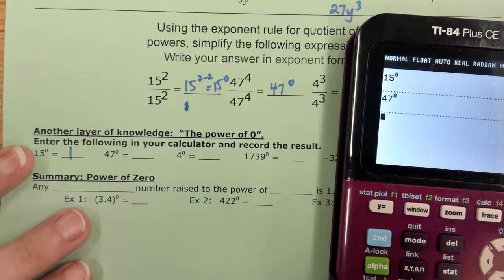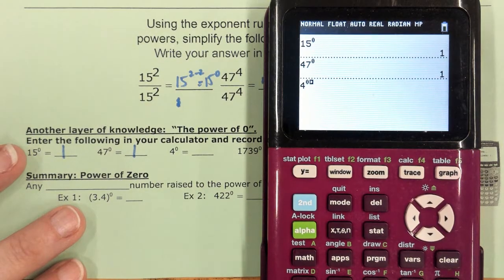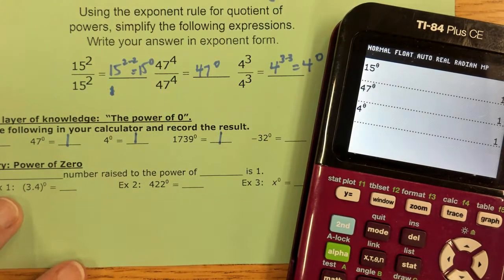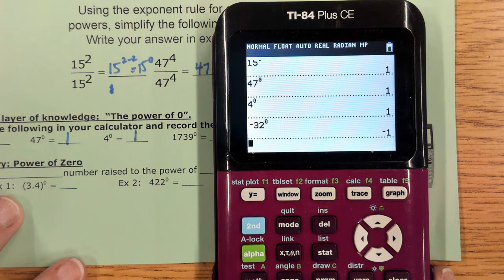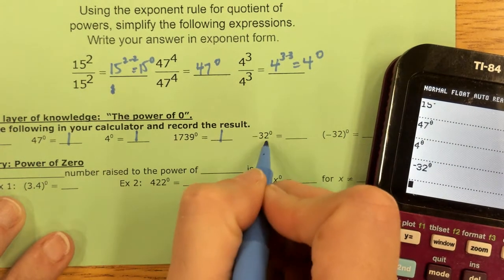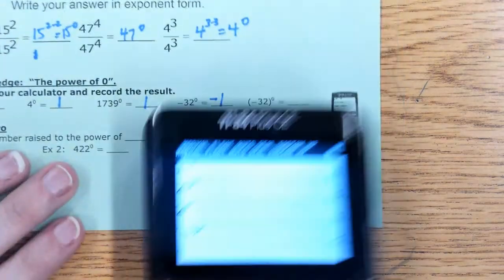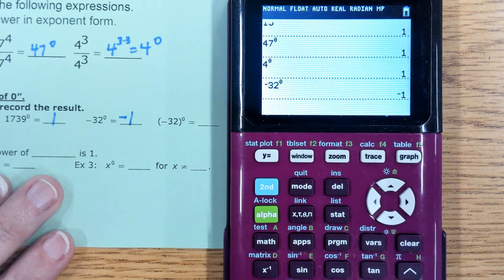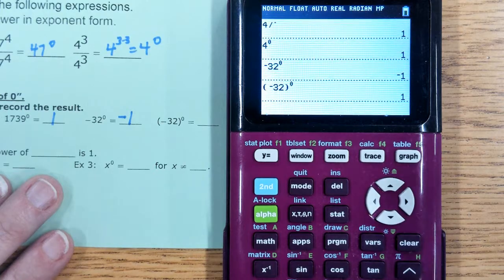Okay, so now I have 47 to the 0. I get 1. What do you think 4 to the 0 is going to be? Yep, probably 1, but let's check. 4 to the 0 is 1. 739, it's 1. Now let's try this one, negative 32 to the 0. Not 1, it's negative 1. Because remember, our calculator, we do the exponent first, 32 to the 0 is 1, and then we take the opposite of it. Okay? Now in this case, since the negative 32 is in parentheses, negative 32 to the 0 power, it's positive 1.